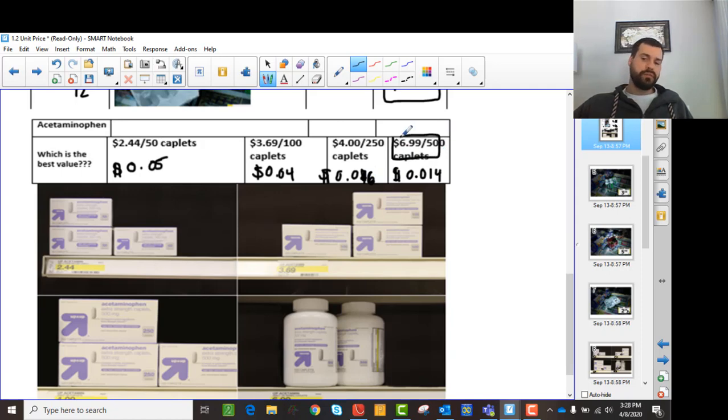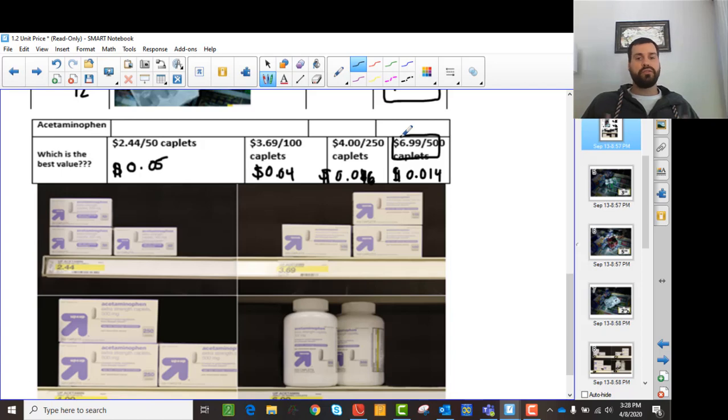And what you'll notice, generally speaking, is that the bigger quantity is cheaper per unit. It has the best unit price, which is why people shop at places like Costco, because you can get a lot for a smaller unit price. You can get a better price per unit.